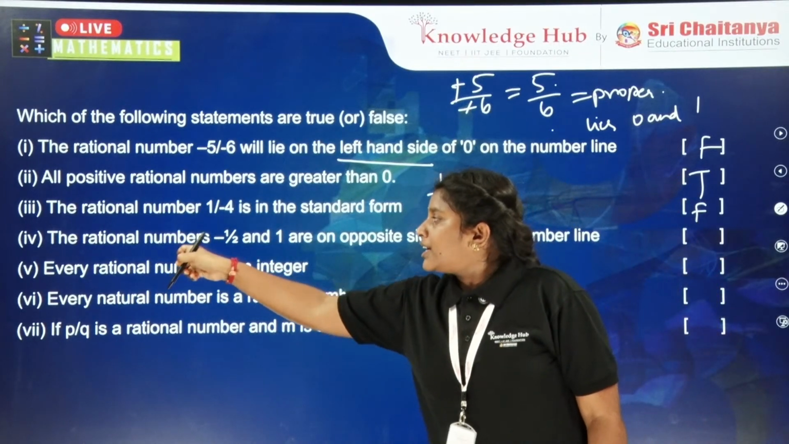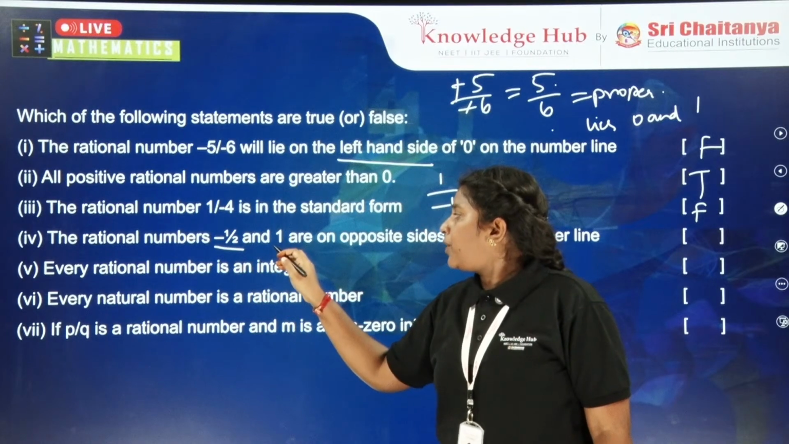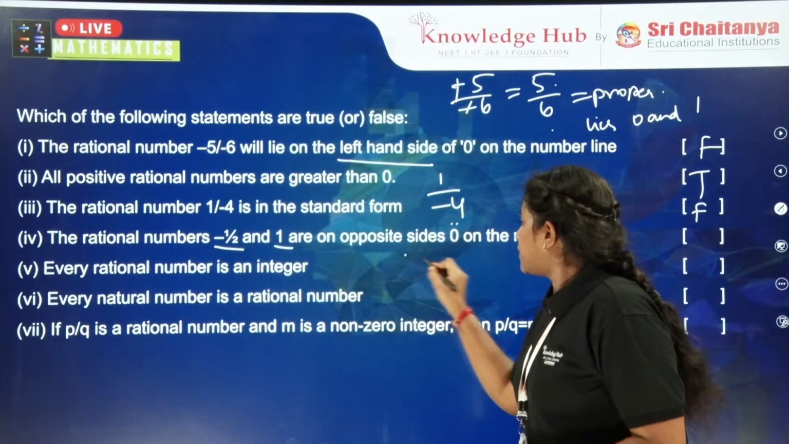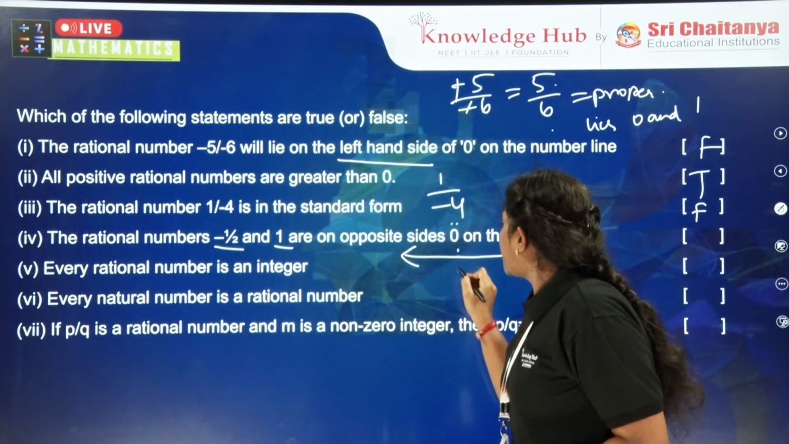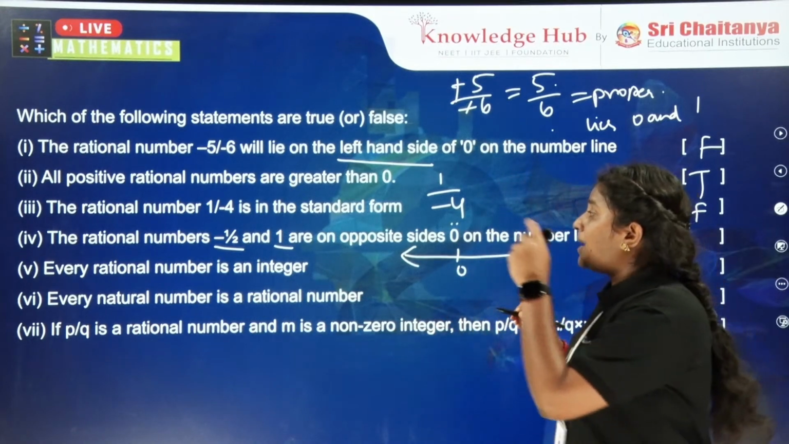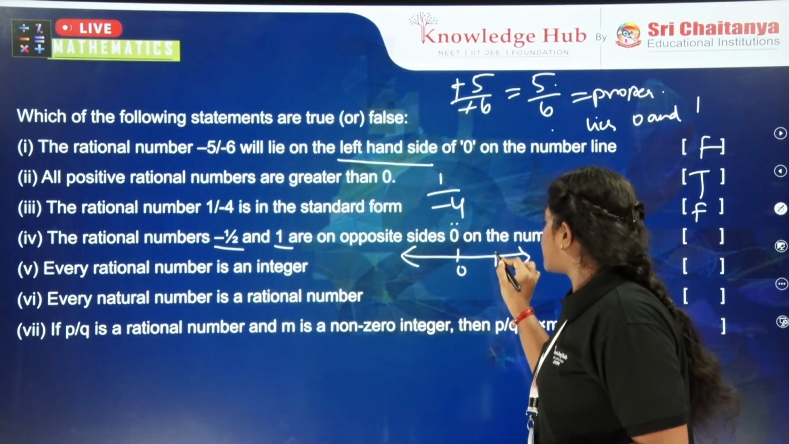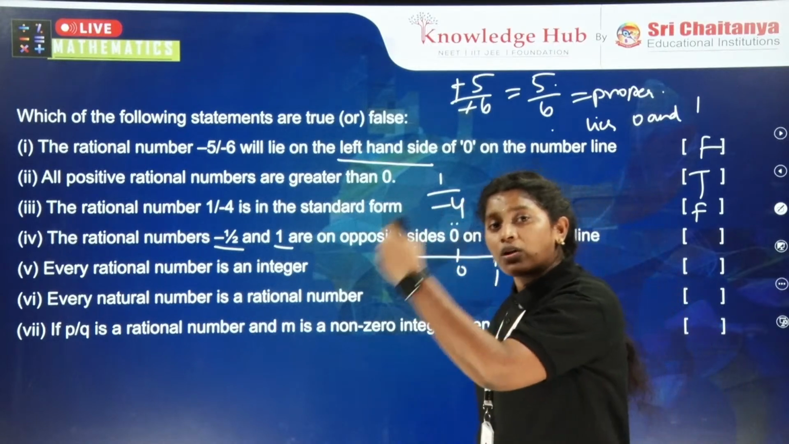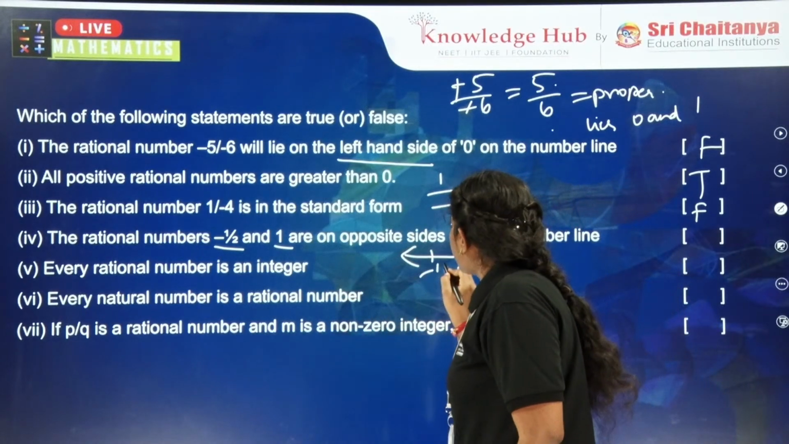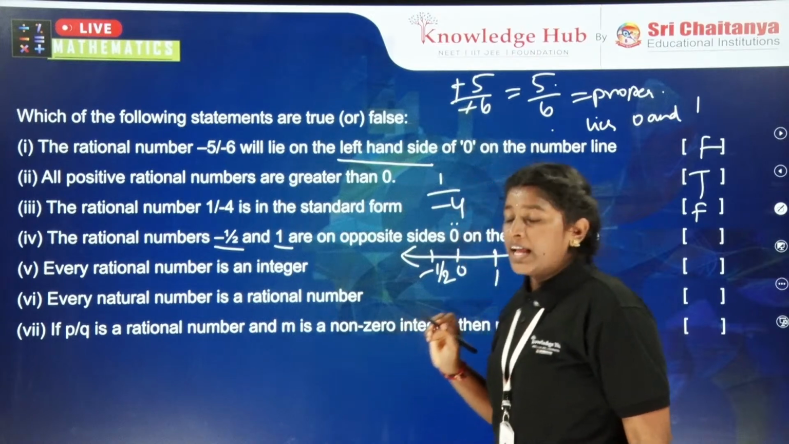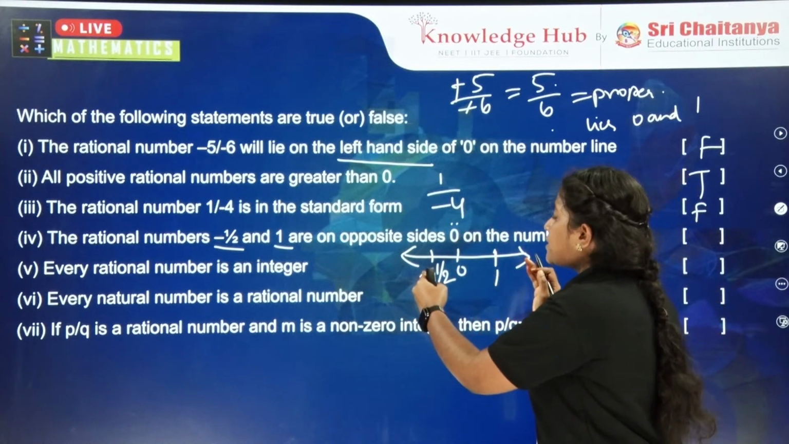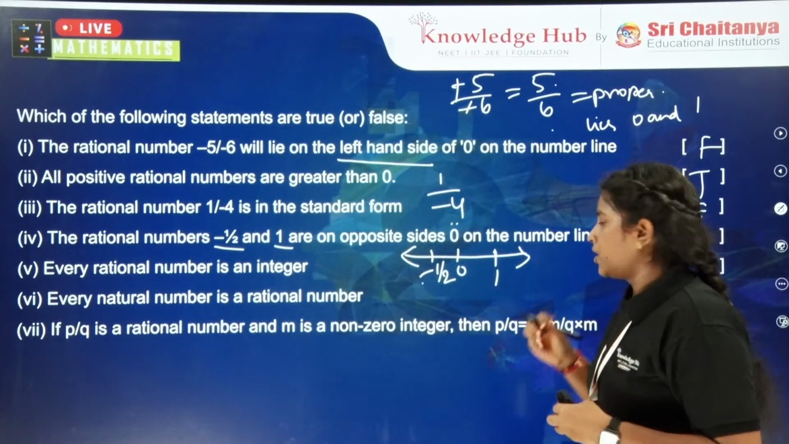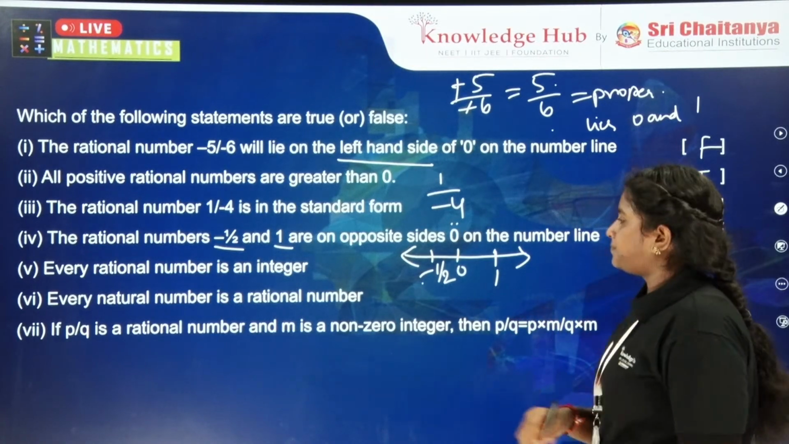Moving to the next one, the rational numbers -1 by 2 and +1 are on opposite sides of 0. If you take your number line, we have 0 in the middle and +1 lies on the right side. Negative values lie on the left side of 0, so -1 by 2 is somewhere on the left side. If you observe here, -1 by 2 and 1 are on opposite sides of 0 on the number line. So it is true.